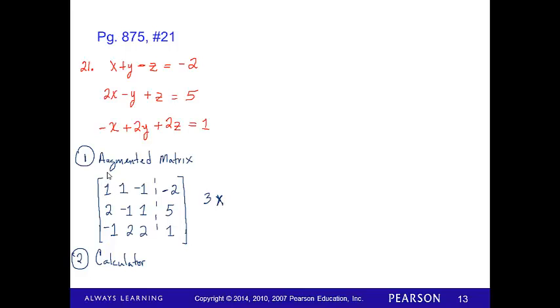How many columns do you have? 1, 2, 3, 4 columns. Don't forget this last column. It's actually important. So you have 4 columns. So this is a 3 by 4. So type 3, enter, 4, enter. Now you need to input this matrix. You're going to start with the element 1, hit enter. You're going to jump over to here, type 1, enter, etc. So let's do that. 1, enter, 1.